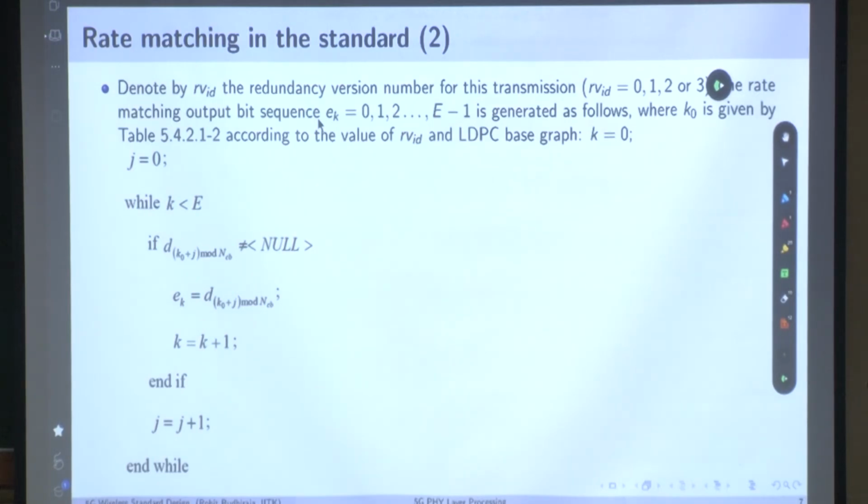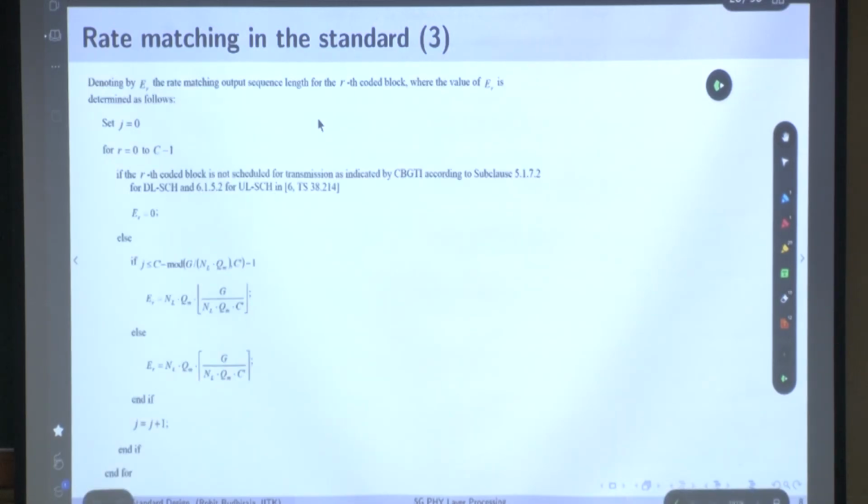And this is the circular buffering part. So this is one part of it. Another part of it, which I have to show you, is a little more sophisticated, and it continues.